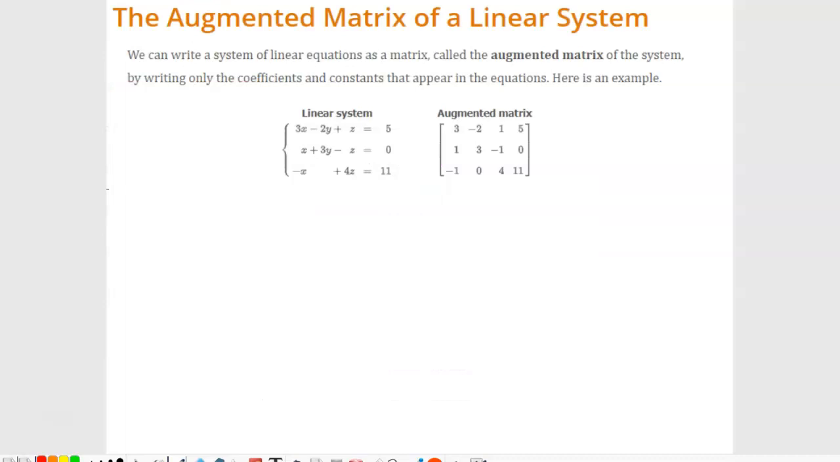All right, so again, another example. I have a linear system. We write it in augmented matrix. Again, we're just focusing on the numeric values of each one of those. So 3, -2, 1, 5. And notice you have 3 rows, and then 4 columns. So this is a 3x4 matrix. 3 this way, 4 that way.